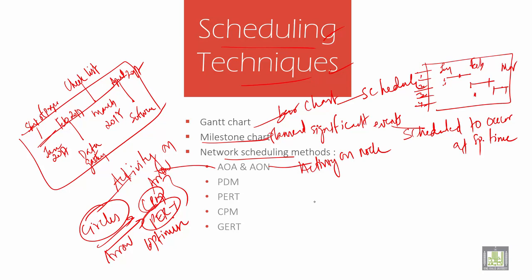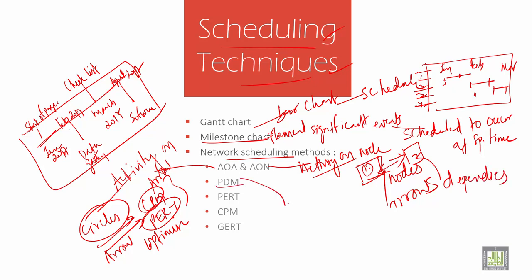AON is another scheduling method. It uses boxes, referred to as nodes, to represent activities, and it connects them with arrows. It shows dependencies. This is dependent on this. One is dependent on two, two is dependent on one. Like this, it shows dependencies.